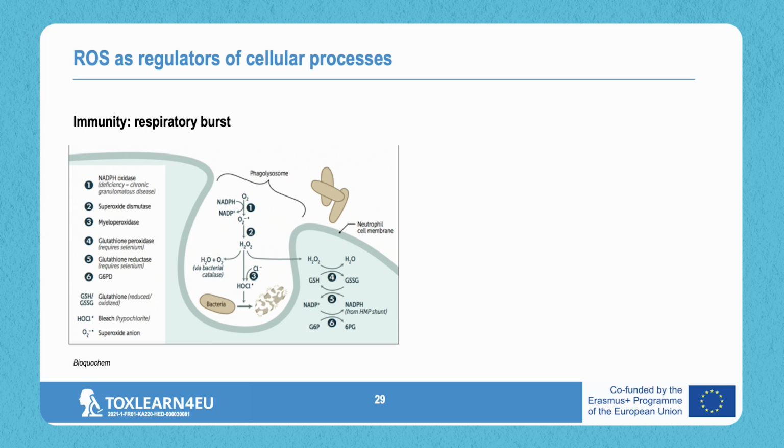And what is also a very important role of this reactive oxygen species is in our immunity, with the respiratory burst, which is located in macrophages, for instance, where we try to produce extracellular reactive oxygen species in which we can then trap our pathogens and in this way destroy them.